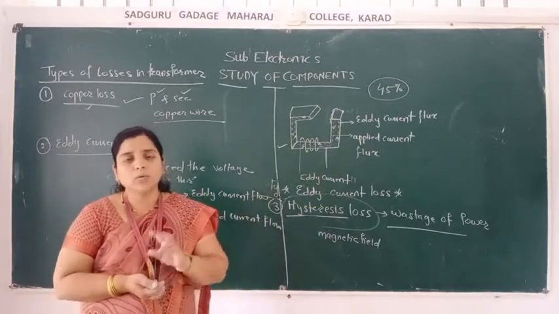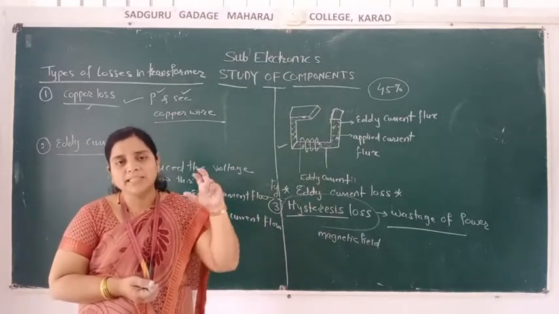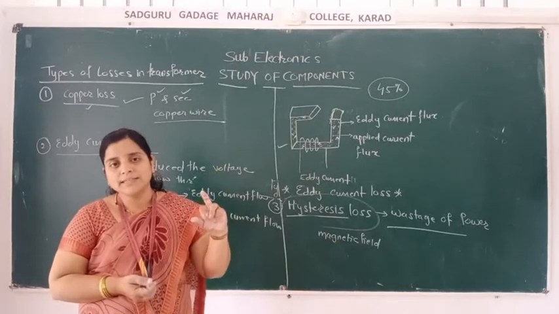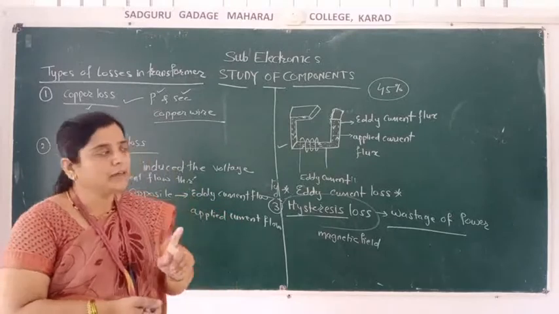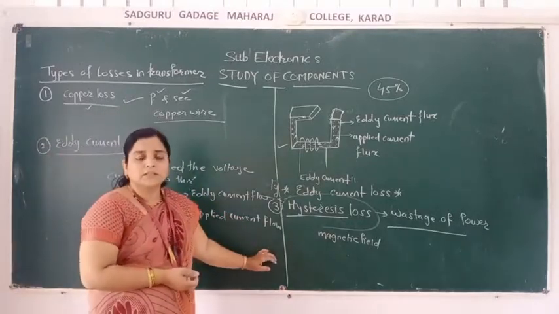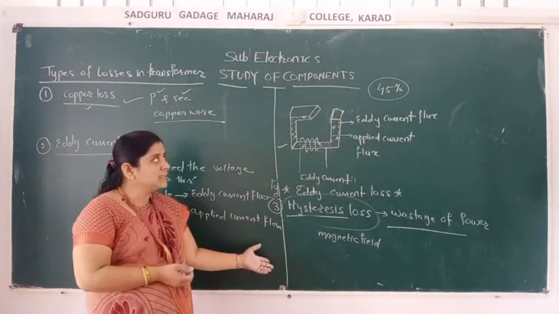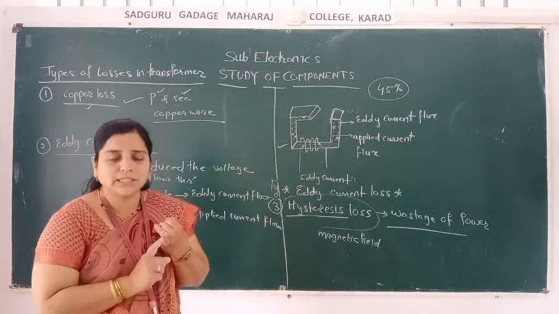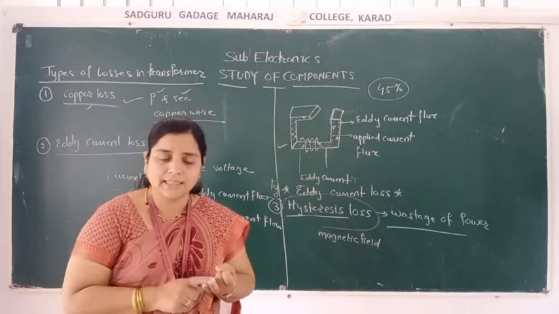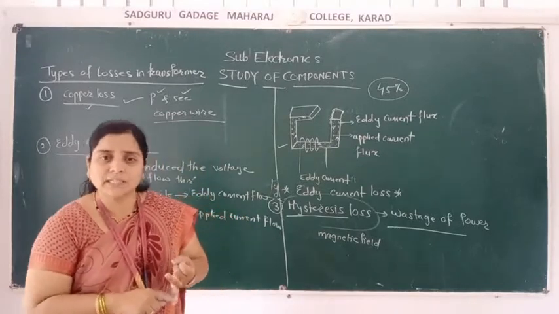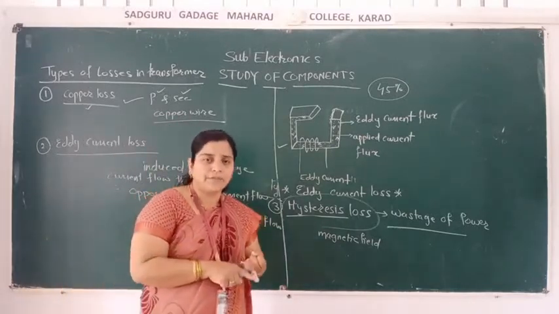Okay, there are two parts: study of components part 1 and study of components part 2. So part 1 is finished here. There are so many concepts to be seen in this chapter. First we have seen the resistor, its types, fixed resistor and variable resistor. Again there are types of fixed resistor, and again there are types of variable resistor.